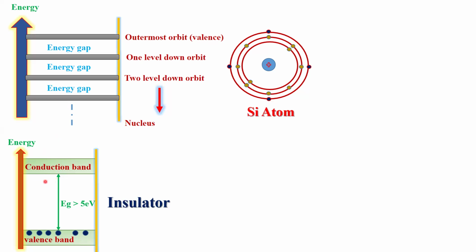So in order to liberate them, or let's say to free them, you are required to overcome this energy gap, that is the energy state that is greater than 5 electron volt. If you do so, these electrons will acquire enough energy so that they can leave the valence band and they will jump into the conduction band. Then only you will have plenty of free charge carriers in the conduction band.